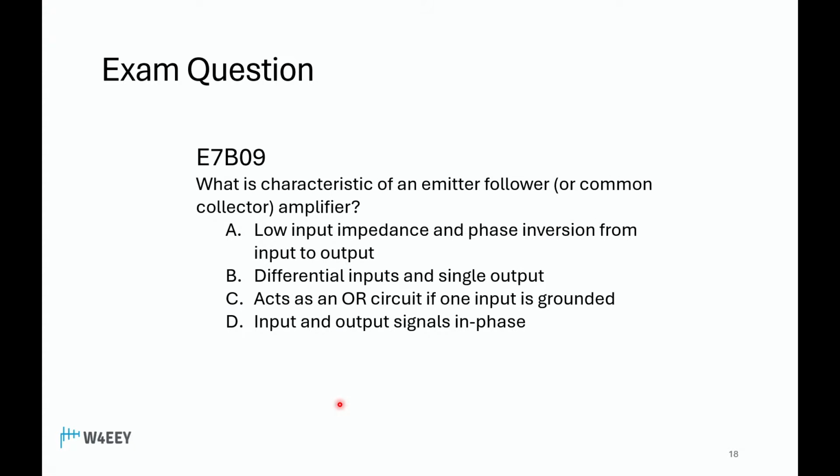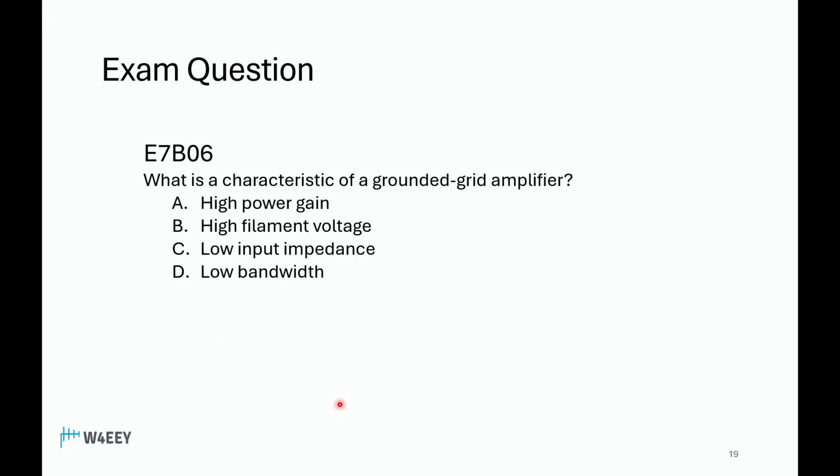What is a characteristic of an emitter follower or common collector amplifier? Delta. Okay, input and output signals are in phase. The only one that is out of phase or inverting is the common emitter. What is a characteristic of a grounded grid amplifier? Charlie, low input impedance. This is really complicated when we look at it in the book, but it's not so complicated when we boil it down. So I'm glad you're all following.